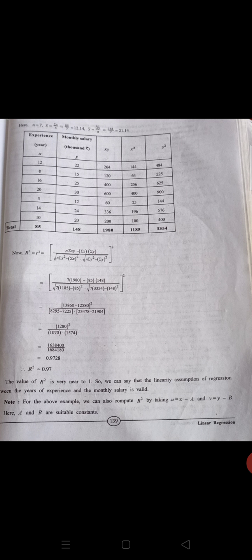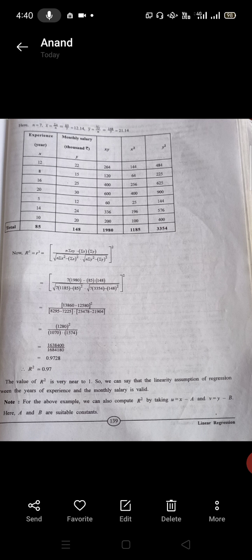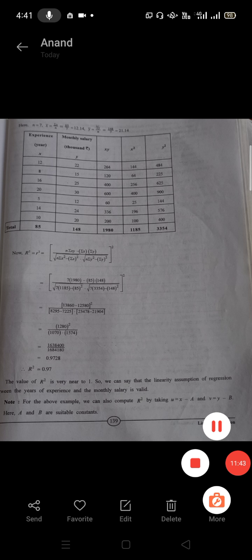The third digit is 2, so there is no change. So r square is equal to 0.97. Here we can see that r square is very near to 1, and that's why we can say that the linear assumption of regression between the years of experience and monthly salary is valid, because it's nearest to 1. Okay, so in this way we can find r square. Okay, thank you so much.